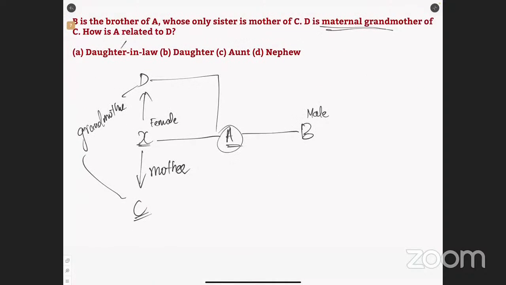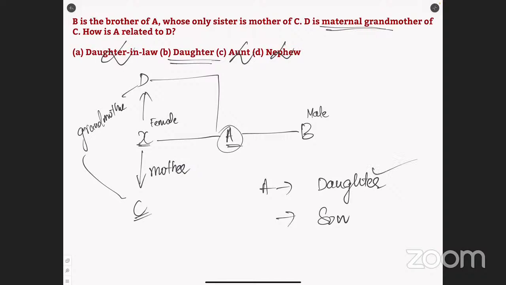Daughter-in-law, obviously not. A is either the daughter, since we do not know the gender. It could be either daughter or it could be son, based on the gender. Aunt, not possible. Nephew, also not possible. Since the option says daughter, we will select daughter. Out of the given options, we have daughter as one of the possible options. So we will select option B.